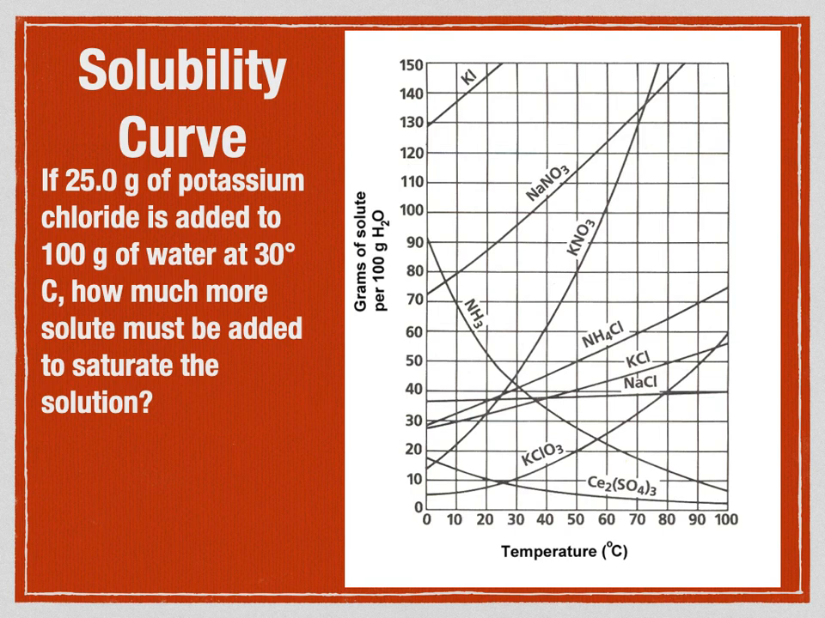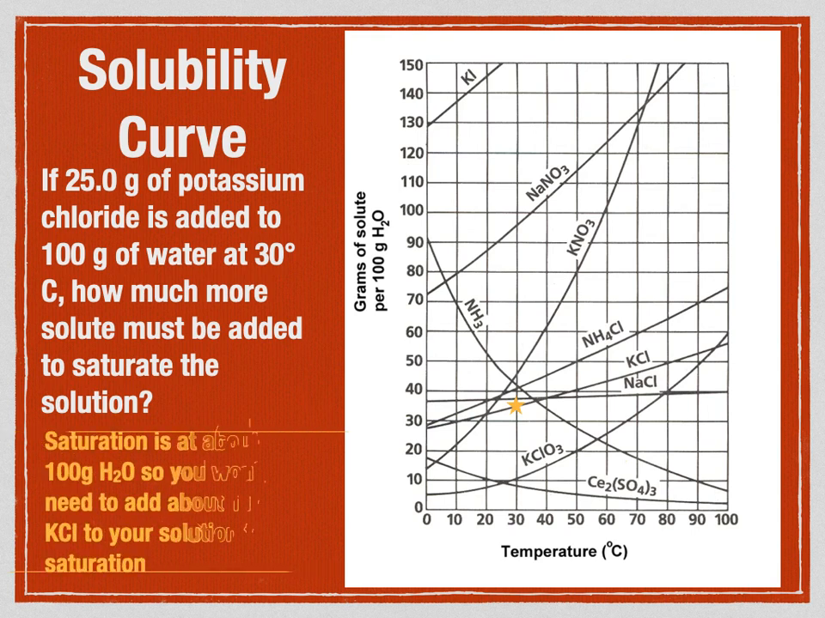So we're going to find our potassium chloride curve. So that's KCl. We're going to find 30 degrees Celsius. We're going to drop a star right there on the graph again to find that saturation line. And that saturation line is around, give or take, about 36 grams per 100 grams of water. So if we're at 25 grams, if we want to get to that 36, that means we're going to have to add about 11 more grams of potassium chloride to hit a saturation point. Okay, let's look at one more.